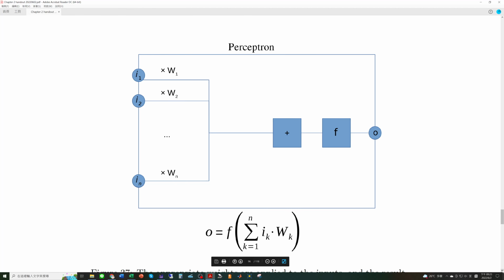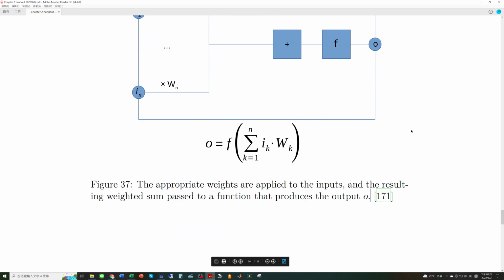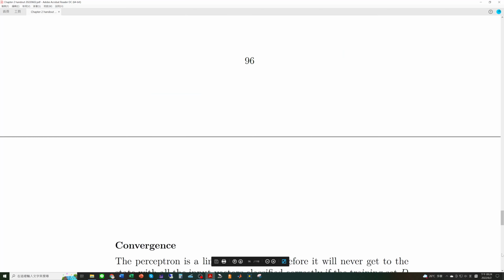If we represent it in one equation, O is equal to f of the summation k equals 1 to n of ik times wk.